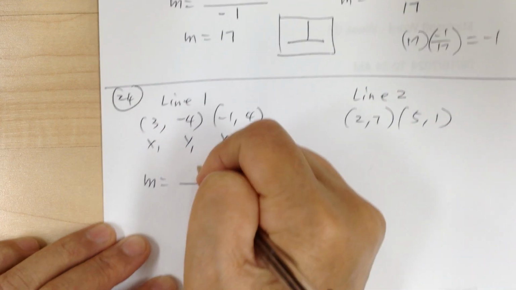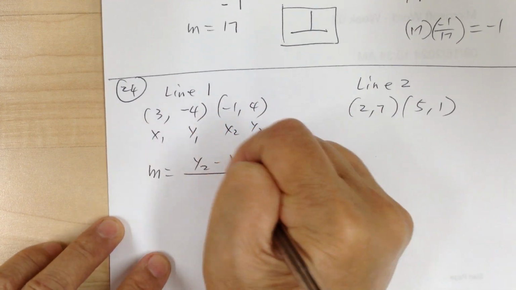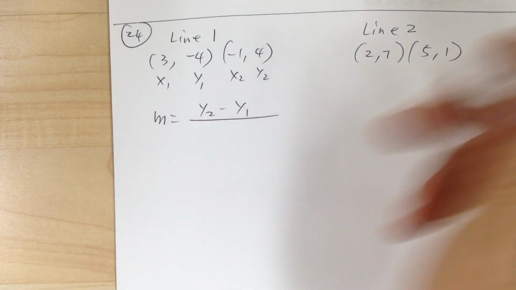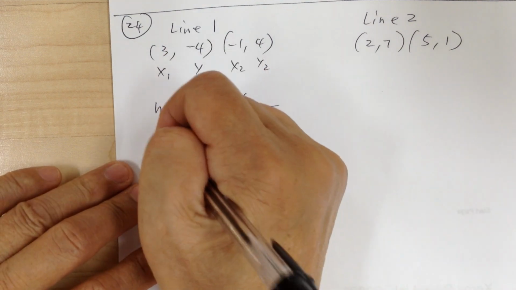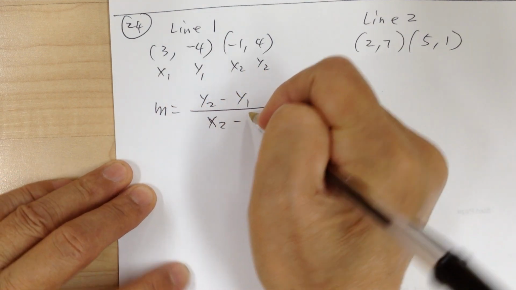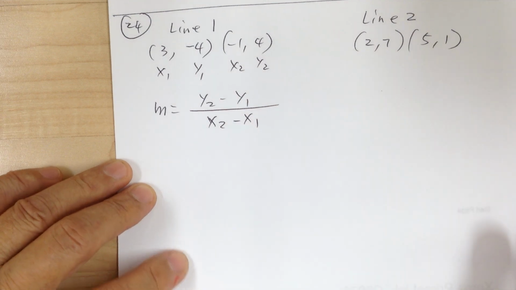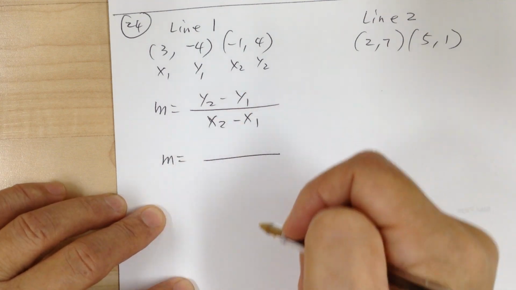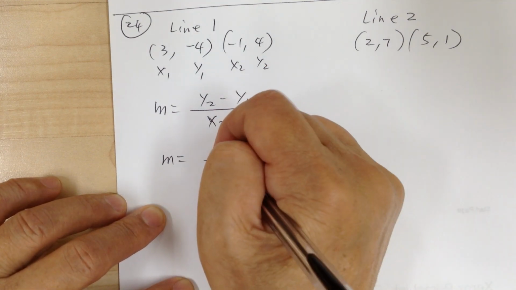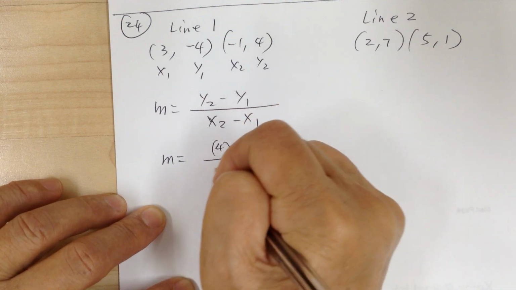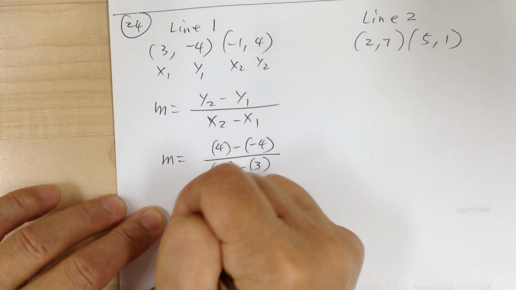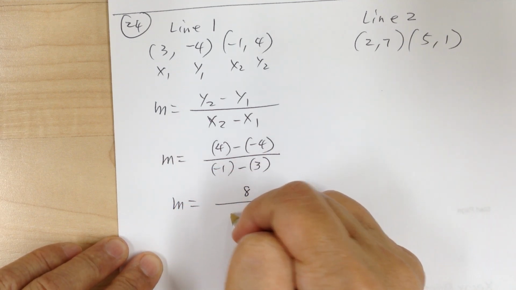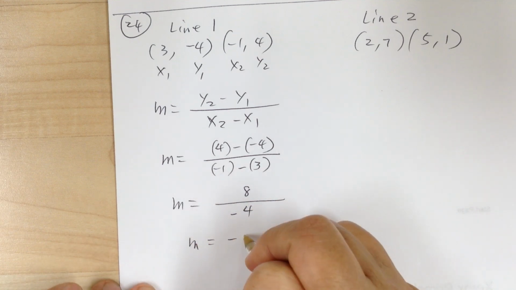So slope equals y2 minus y1. I know I did it over here, but it's always a good idea to write down the steps so that people can follow what you're thinking. Remember, the important thing to do in math is communication. That's one of the critical skills. So make sure you go through the steps and explain to people what you're doing. So 4 minus negative 4 over negative 1 minus 3. So slope will equal 8 over negative 4. So slope equals negative 2.